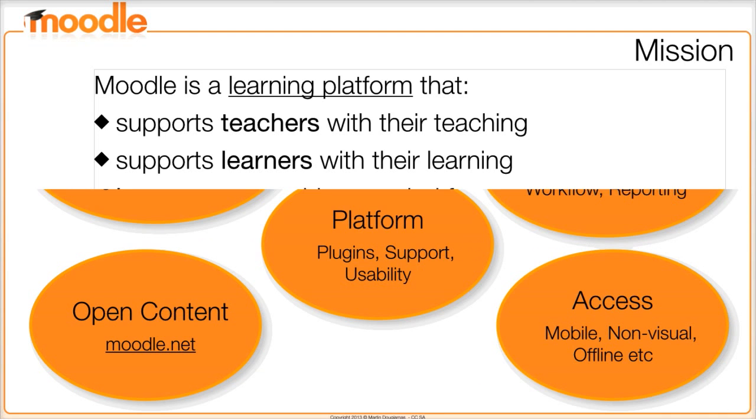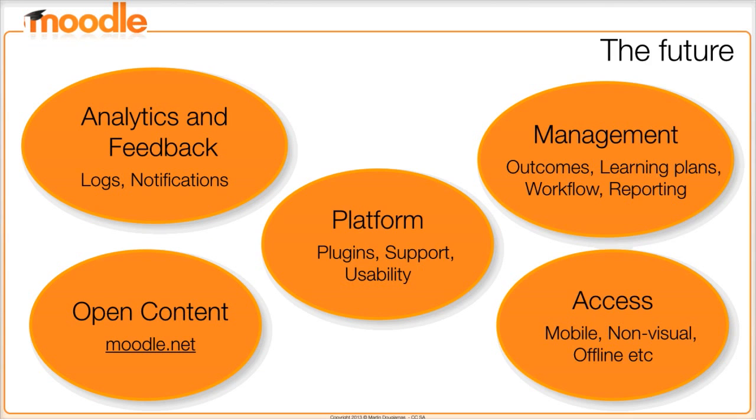Right. So let's get on. That's the mission. Now, these are the areas where we're focusing on in the future, and they break into 5 main areas. The first one up here, not necessarily first, but on the slide, is analytics and feedback. We've already talked about analytics a bit, logs and notifications. It's about closing the feedback loop.